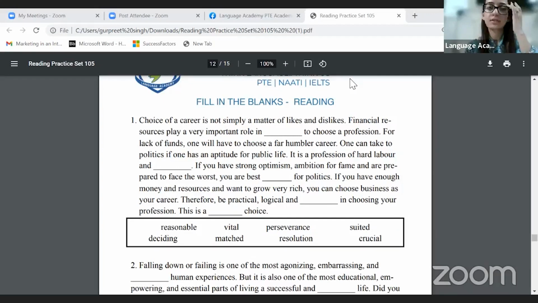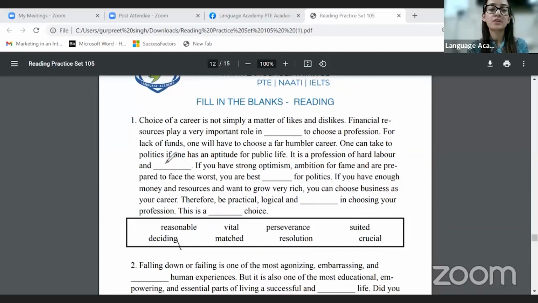Okay, should be done. Let's discuss the answers. So this says, choice of a career is not simply a matter of likes and dislikes. Financial resources play a very important role in dash to choose a profession. And everybody's writing, selecting, in deciding, because this is a decision that we make. For lack of funds, one will have to choose a far humbler career.